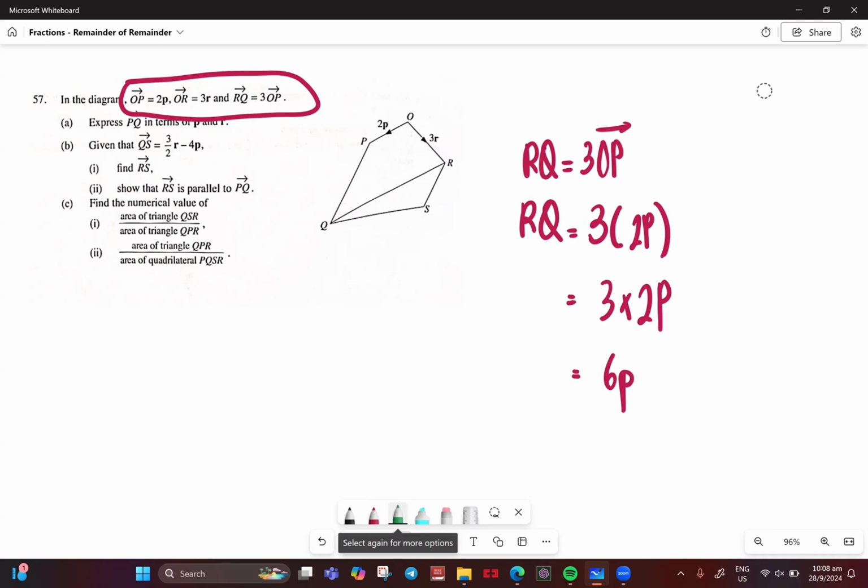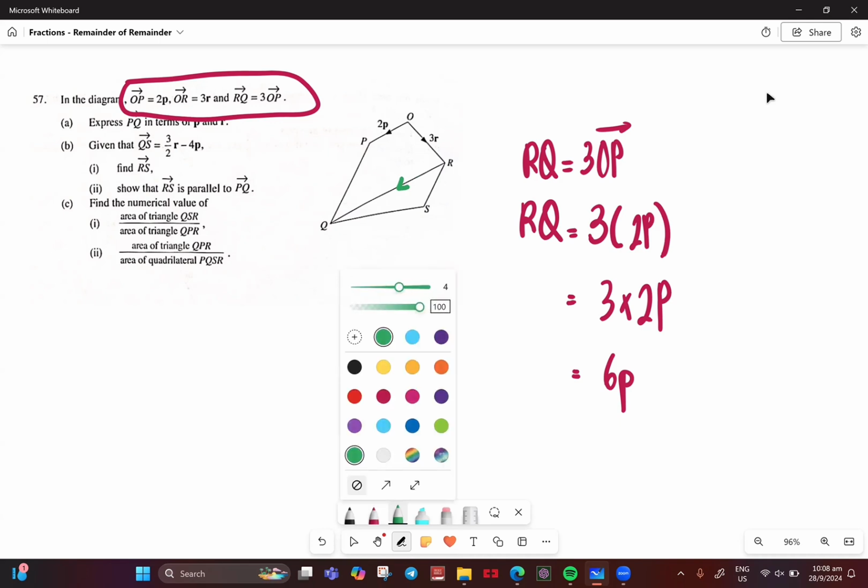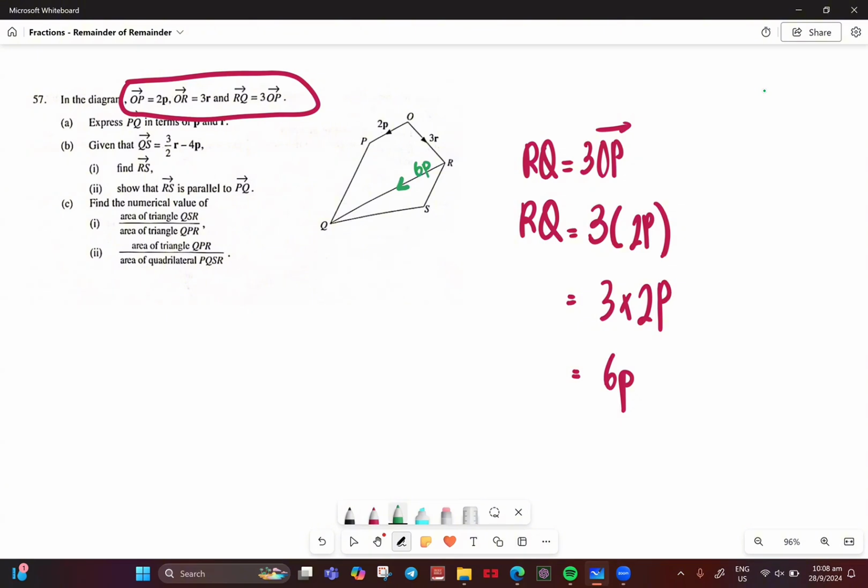Another thing I want you all to understand is that you need to make sure you show the direction. RQ, it's not QR. R to Q. Where do you think R to Q will be? It will be this part. So if I go from R to Q, I have to say that it is 6P. So that's the first part that we want to do. Understand or don't understand?